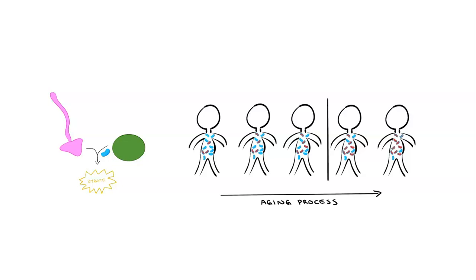Just like nuclear DNA, pathogenic variants of mitochondrial DNA can either be inherited through the germline or acquired through somatic mutations. As we age, somatic mutations of mitochondrial DNA increase in frequency, and we are learning more and more about how mitochondrial variants contribute to the aging phenotypes.